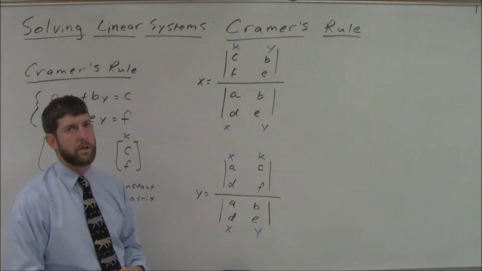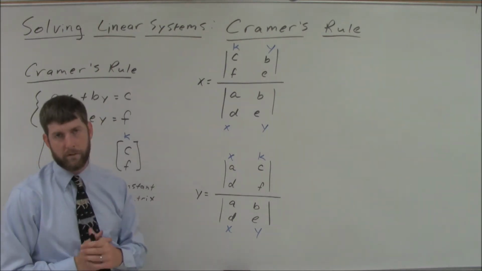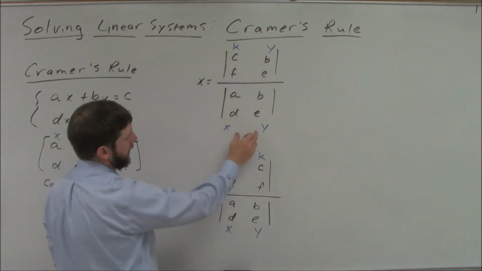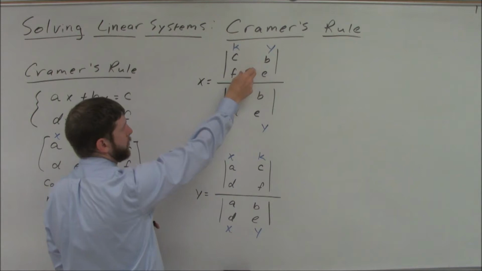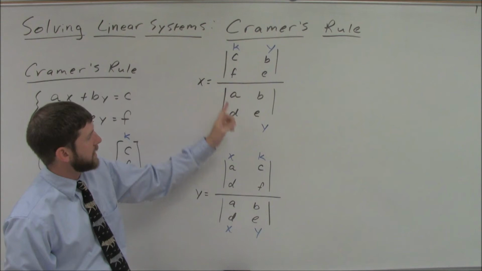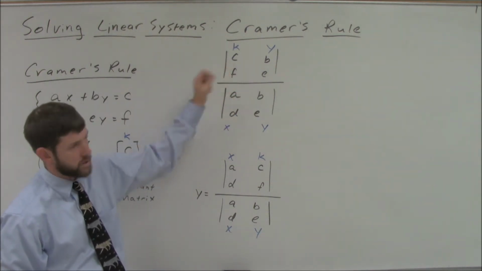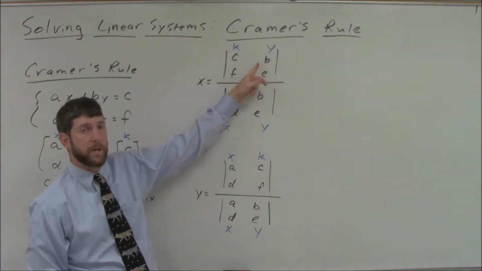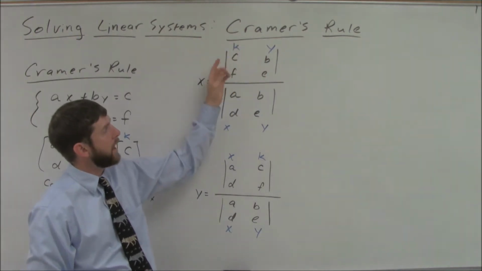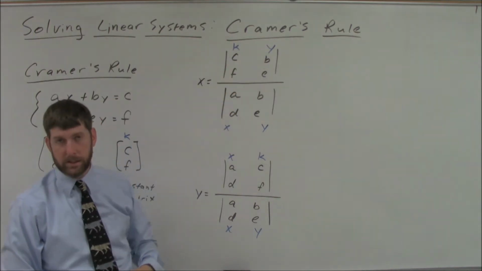For the numerators, you're going to take your coefficient matrix and you're going to replace what you're solving for with the constant matrix. So where we have x y in our denominator, instead of the numerator being x y, since we're solving for x, we're going to replace the x column with the constant column. So x is being solved for, so x gets replaced. Note the position of y. Y is still on the right-hand side. We didn't move the y over and slide the k in. X was the first column, so we put the constants in that first column.